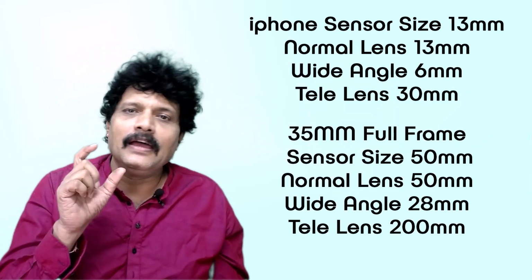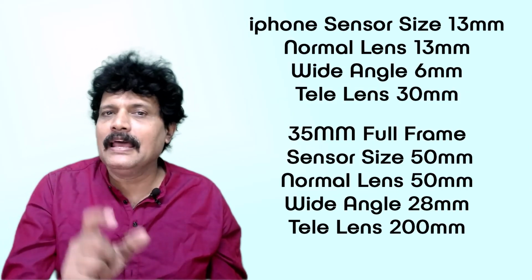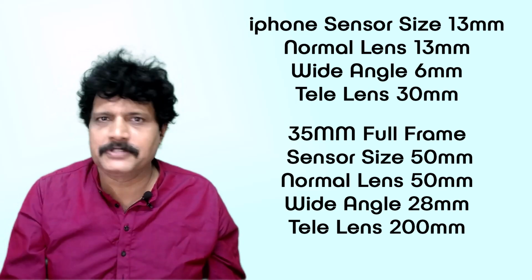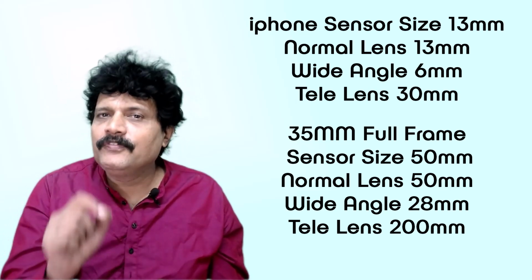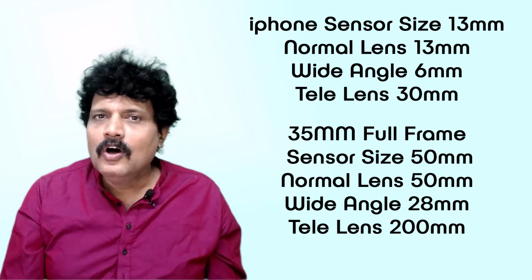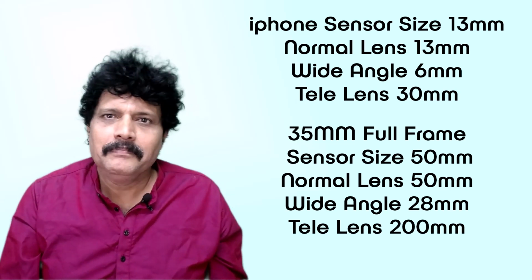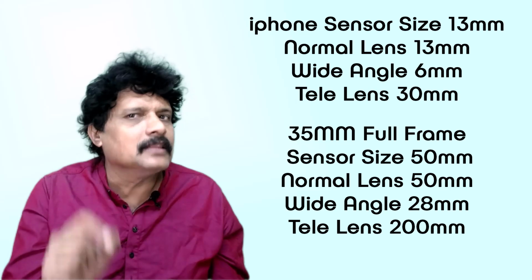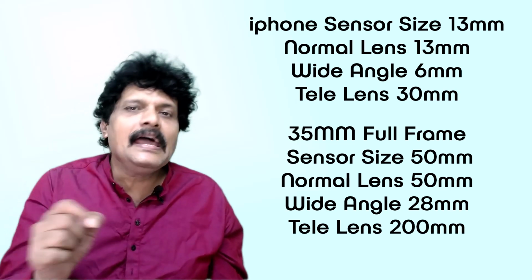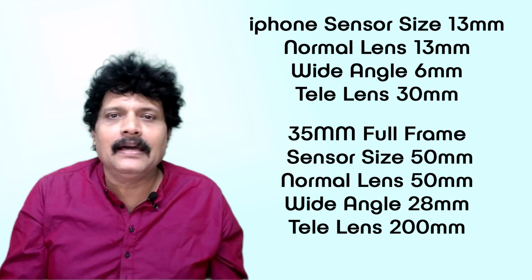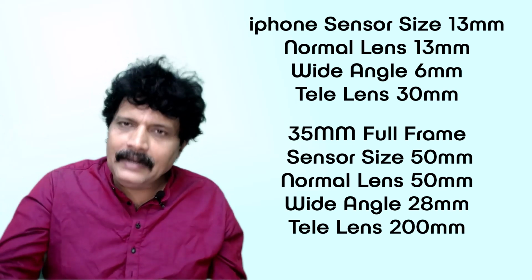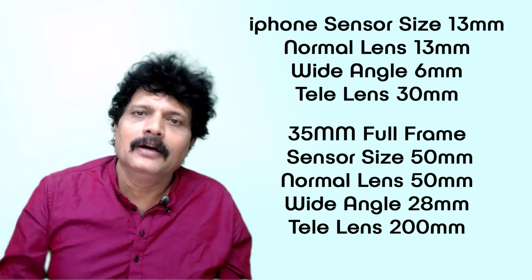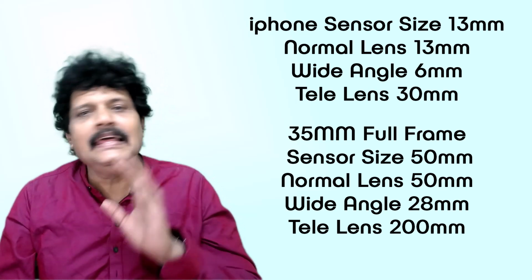In case of a 35 mm digital SLR camera with full frame sensor, the sensor diagonal is about 50 millimeters. So, for a 35 mm camera, 50 millimeter is the normal lens, 28 millimeter will be a wide angle lens, and any focal length above 50 like 100 mm, 200 mm, those we call the telelens.